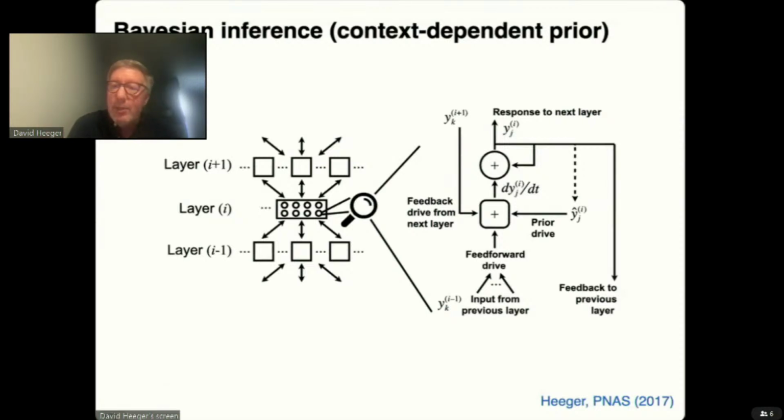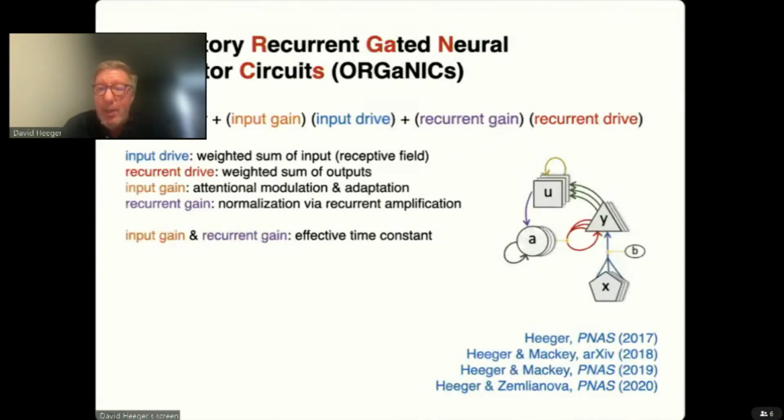So for one task, you can adopt one prior. For a different task, you can adopt a different prior. Or in an extreme case, you can just run this entirely feedback, and then it behaves like visual working memory or visual imagery. All right, up to the current.